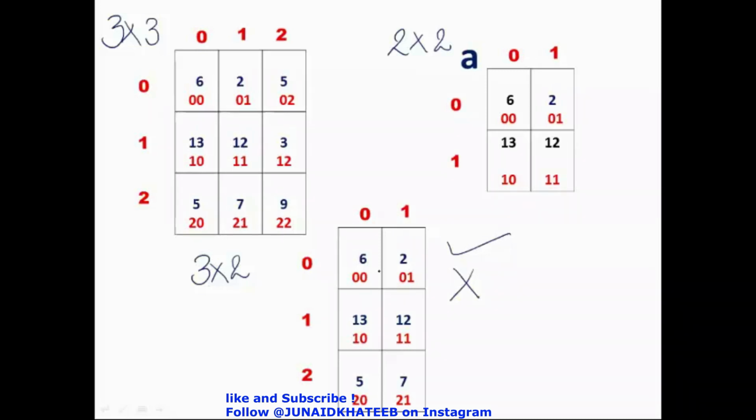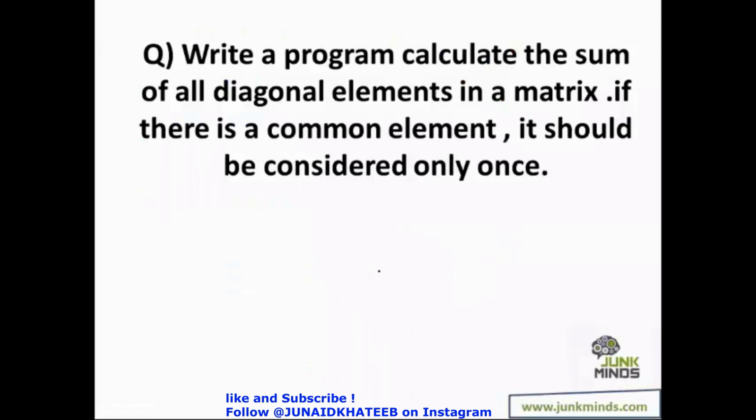Now, the question says: write a program to calculate the sum of all the diagonal elements in a matrix. If there is a common element, it should be considered only once. Nowhere have they mentioned that the program should work only for a square matrix. That is something we have to understand for ourselves, that the program needs to work with diagonal elements. And talking of diagonal elements, it has to be a square matrix. So now I'm going to make some change to my program so that it will work only for a square matrix. Now observe this.